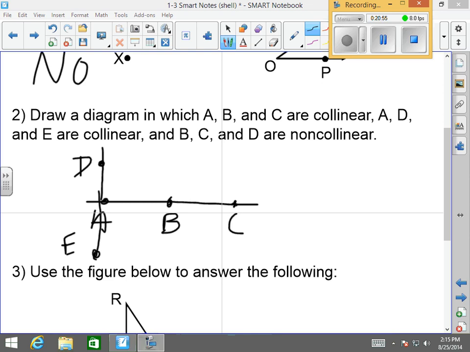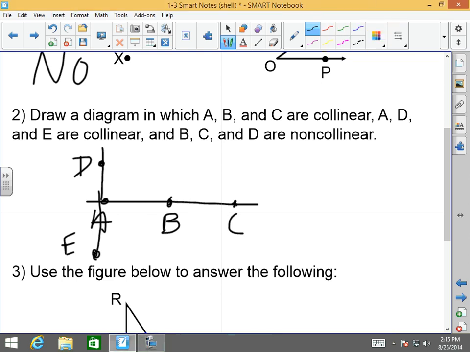Okay, guys, check it out. It's exactly what he had said. I made a line ABC, that's collinear. Then I made a line straight up and down here, which was DAE. That means that A, D, and E are collinear. But B, C, and D, no, that's not collinear. Yes, sir. Great job, son.